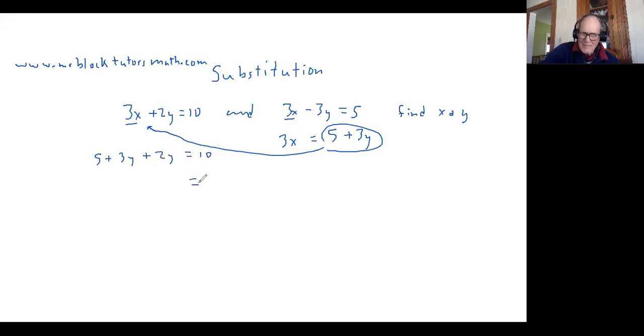Take the 5 across, or subtract 5 from both sides, get 5y equals 5, y equals 1. X equals, and now I can go back to any of my two beginning equations and plug in the y equals 1. Well, let's take this one for instance. So 3x plus 2 times 1 equals 10. That's 2, so 3x equals 8. X equals 2 2/3. And there's x equals 2 2/3.